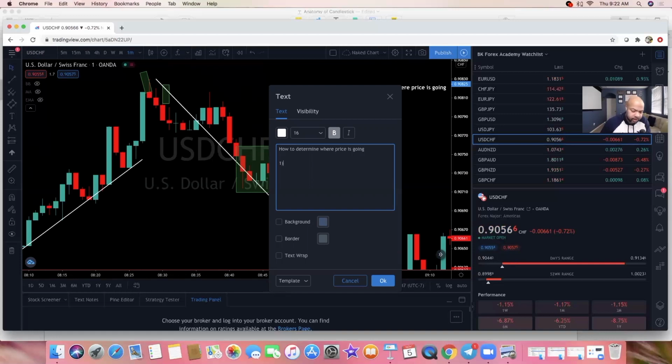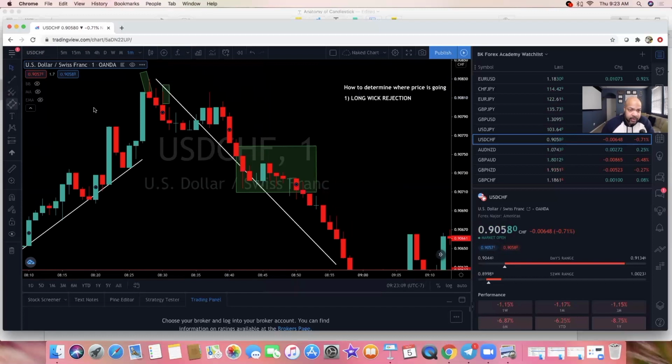Now, like I said, these things aren't 100% accurate because, like anything, there's nothing 100%, but it's a high probability. We're talking about 75 to 90%. Okay. So, long wick rejection. When you see long wicks, it typically means price is going to reverse.